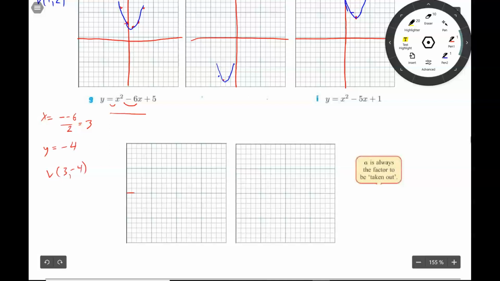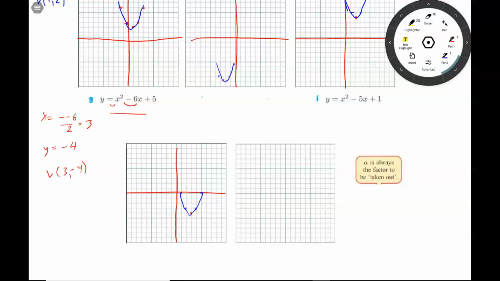And if I graph that, I would put the vertex at 3, negative 4. It'd be right there. And then it'll be a parabola that opens up. It'll be a parent function parabola that goes up 1, 1, 2, 4. So there we go. Okay. And last of all, we got x squared minus 5x plus 1. This looks like a mess if we wanted to do it with completing the square.